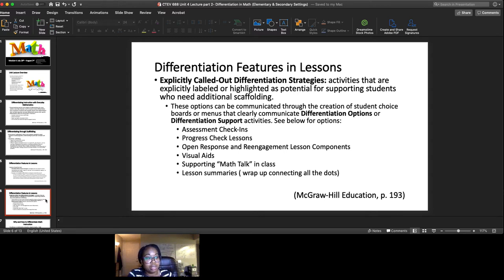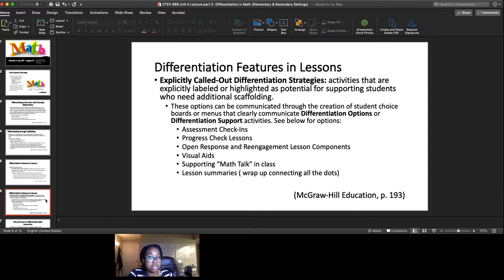So this might be differentiation options through choice boards and maybe menus that you create, versus differentiation support activities that will bring the student to the level that they need to be in to participate in the lesson at the level that is required. These can include assessment check-ins, progress check lessons, open response and re-engagement lesson components, and visual aids supporting math talk in class, which I think is a vital thing that a lot of educators do not put into practice. Giving students the ability to actually speak academically. They don't have an academic voice, so you have to build it in.